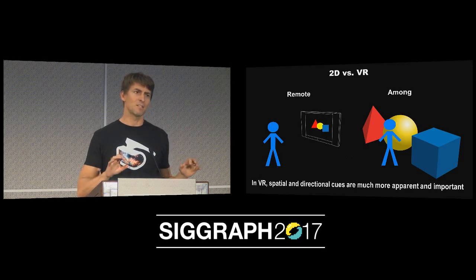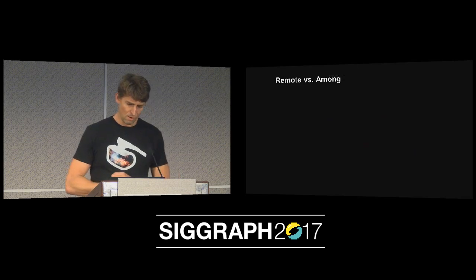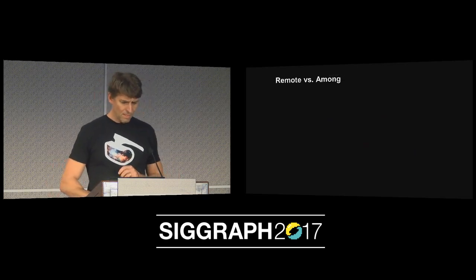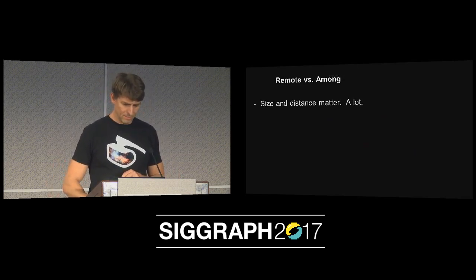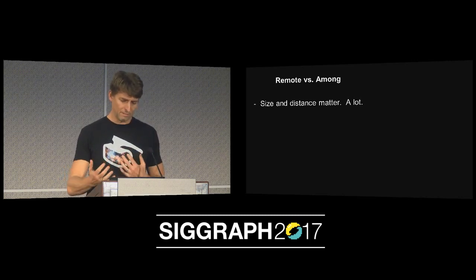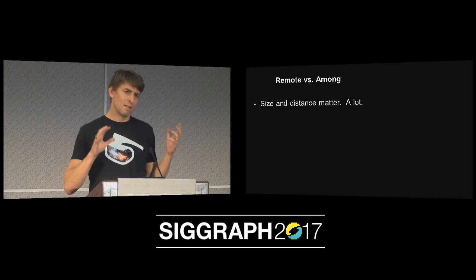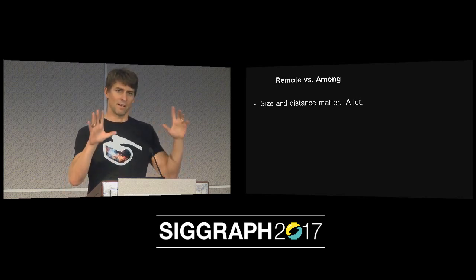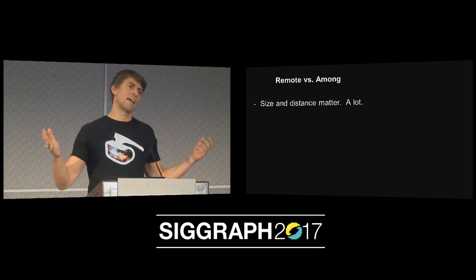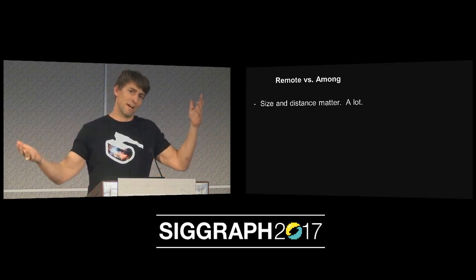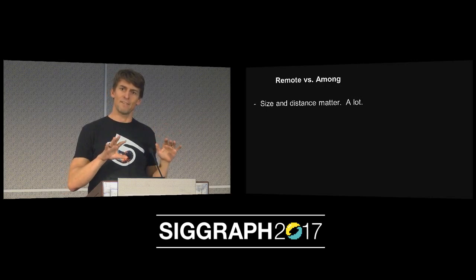In VR, if any of that's wrong, you notice immediately that it's wrong, and so it's much more important. When you're looking at the difference between 2D and VR being there among the things, actually, the first thing is size and distance matter a lot more than they would on a 2D screen. So when you see a dinosaur in VR, it's huge and scary and different.